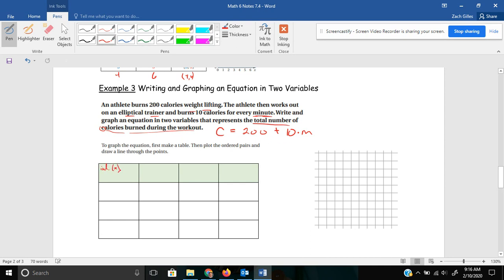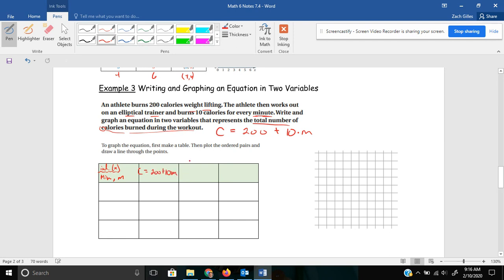In this case, it's going to be my number of minutes, because that can change depending on how long I'm on the elliptical. So that's minutes, and I'm going to call that m. Most of the time, it's your x. Here I'm going to write my equation that I came up with. So C equals 200 plus 10 times m.